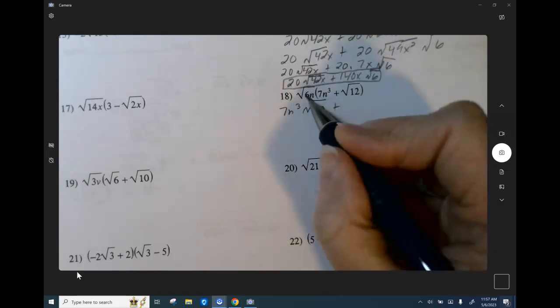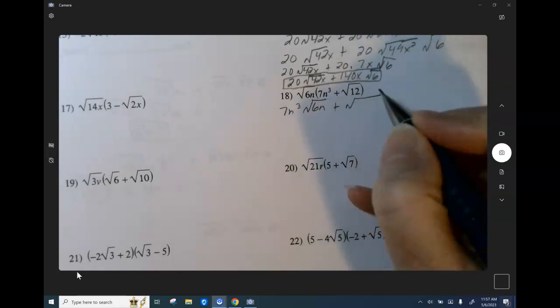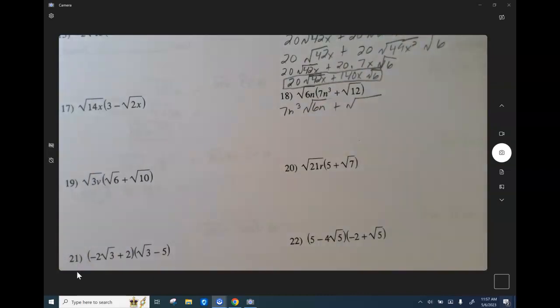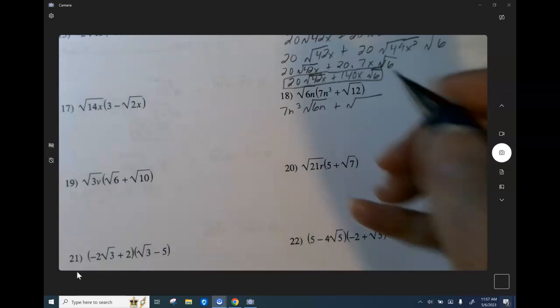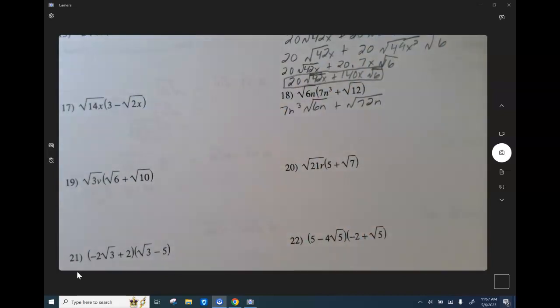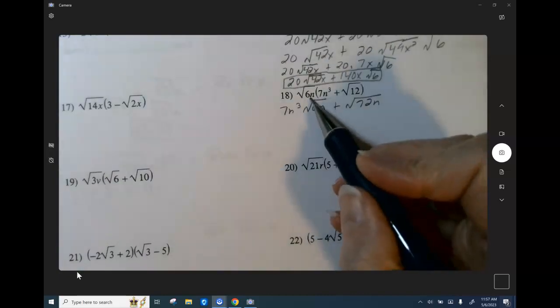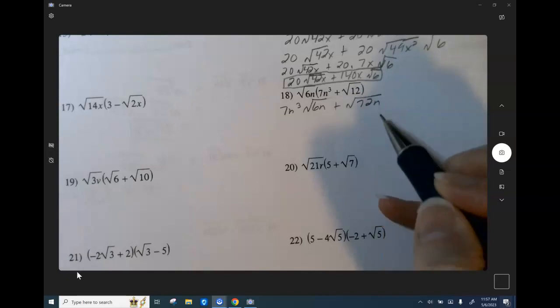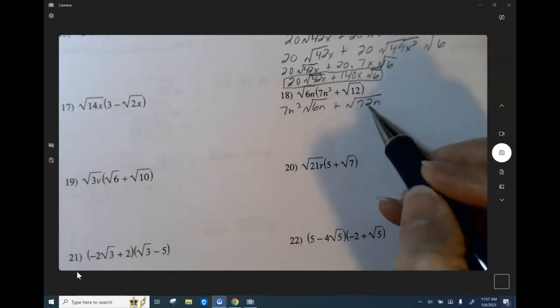Now I'm going to multiply 6 times 12. That's going to give me the square root of 6 times 12, 72n. Oh, hey, did you pick up on that? We have a 6 here. We're multiplying times something that has a 6. So I might want to keep that in mind when I go to reduce this.